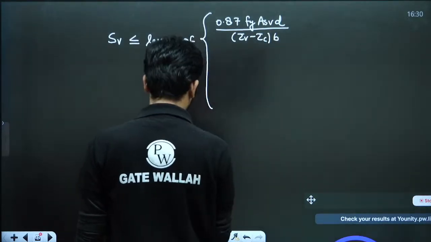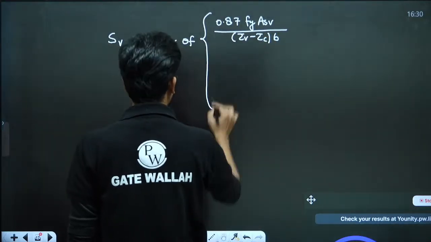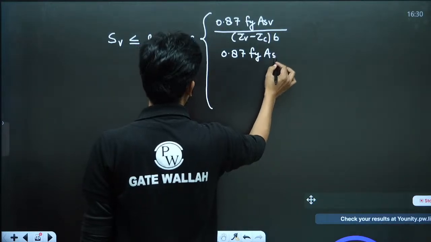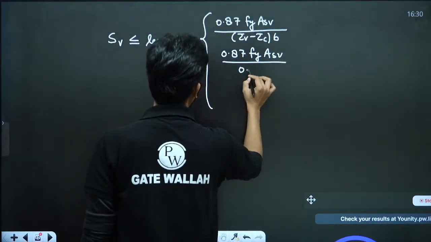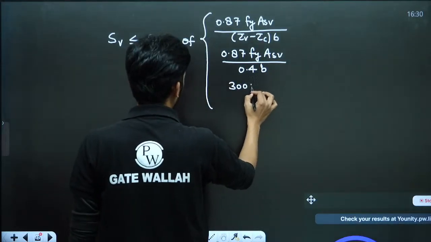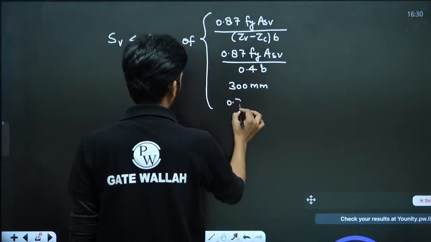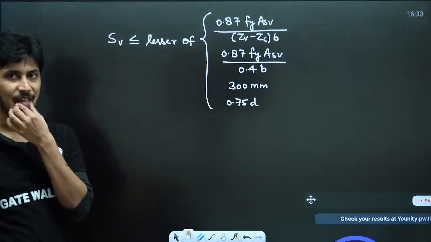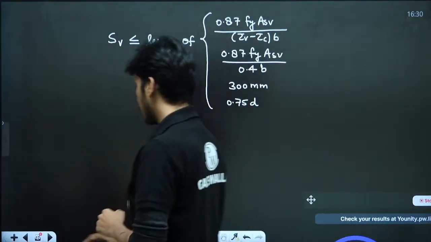This d is not there, only up to here. The next formula is 0.87 Fy Asv upon 0.4 b. This is for the minimum reinforcement criteria. The next is 300 mm, and the next is 0.75 d if the stirrups are vertical. So all these formulas we have to apply. So first let us check what is tau v minus tau c.